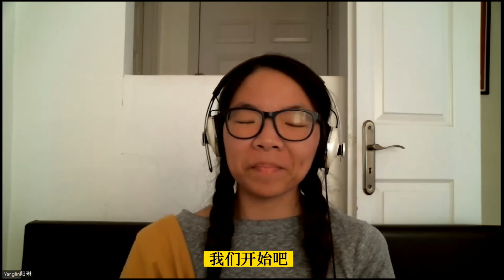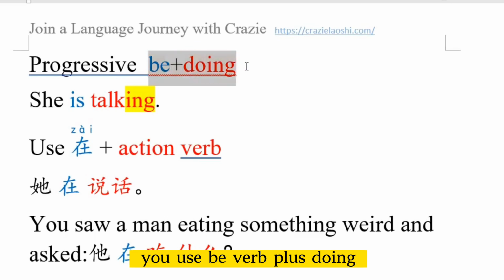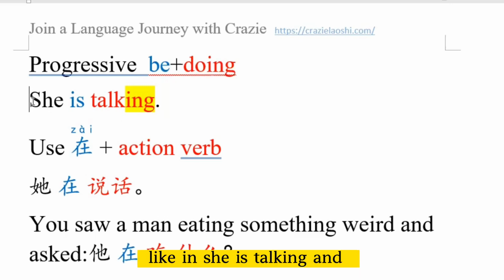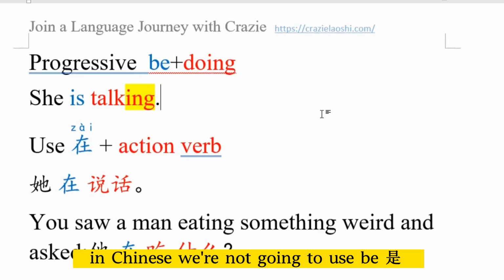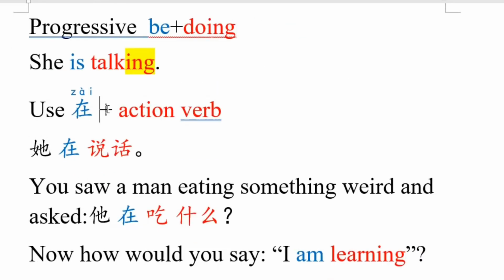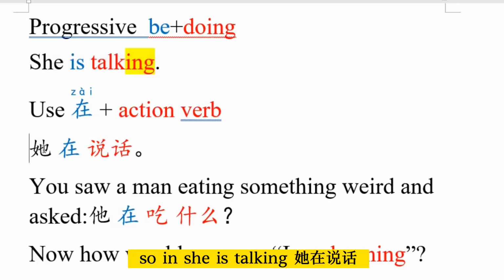我们开始吧。Let's start with the progressive. As you see in English, you use be verb plus doing. That's how you express an action is happening right now, like in she is talking. In Chinese, we're not going to use be, 是. Instead, we're going to use the word 在, and then plus any action verb or action verb phrases. So in she is talking, 她在说话.